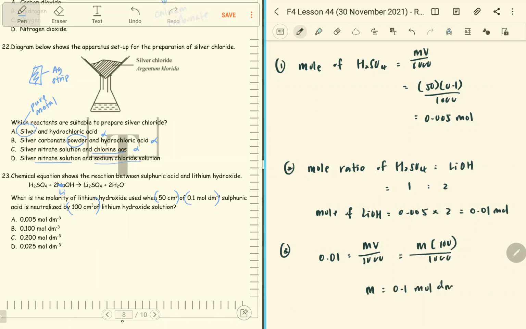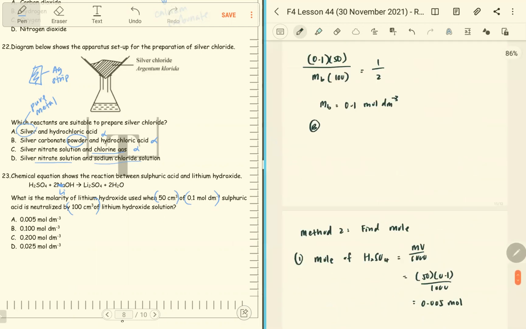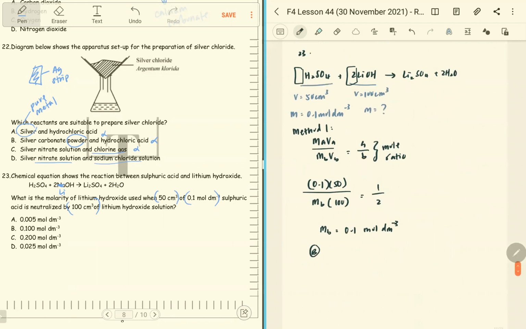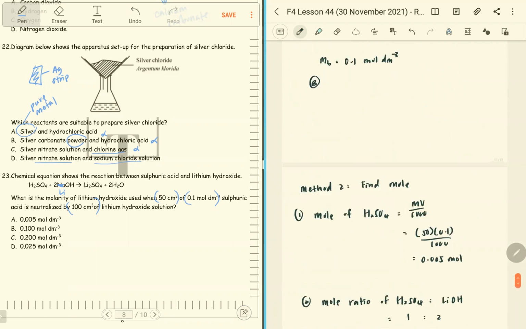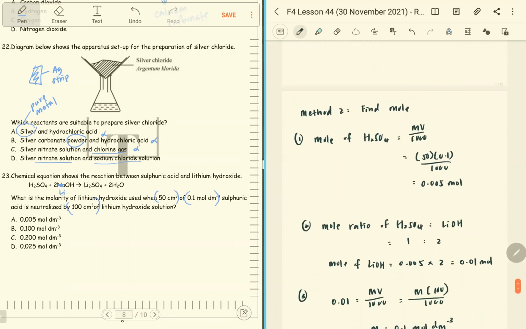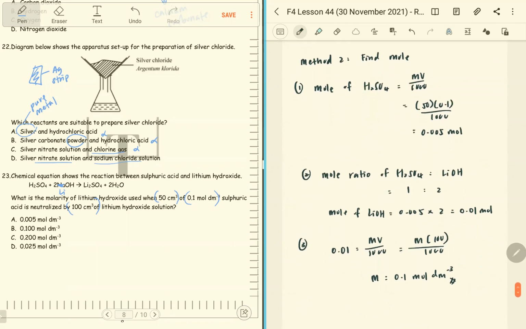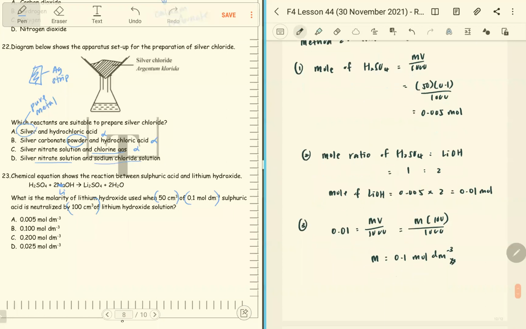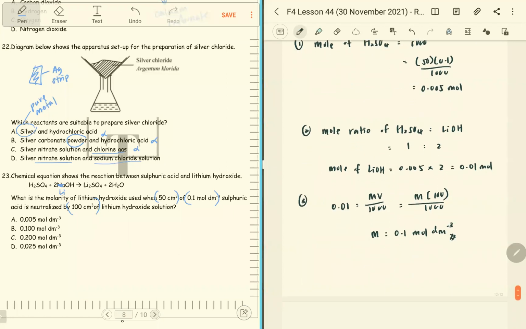Okay, so you can use two different methods. One is just memorizing and using the formula MAVA over MBVB equals A over B. The second method is just to find the mole, the conventional way. Find the mole of what you have, then find the mole of what you want, then find the necessary information that you want to find.